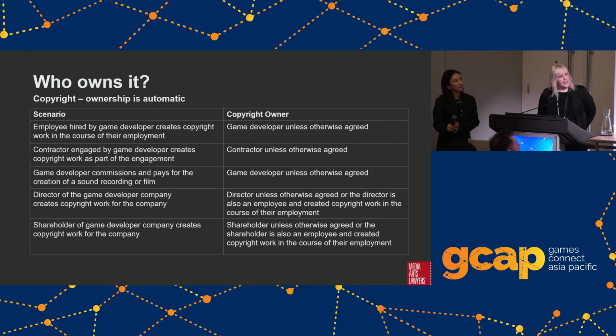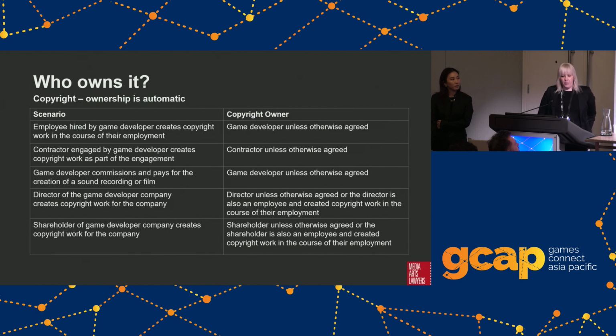So now we just have some example scenarios. We've done it relevant to game developers because we think that's probably what most of you are doing. So, for example, if an employee hired by a game developer creates copyright in the course of their employment, then the copyright owner will be the game developer unless there's an agreement to the contrary. If a contractor is engaged by the game developer and creates copyright as part of that engagement, then it's usually the contractor unless otherwise agreed. So that sort of shows you the distinction: if you've got an employee, you're probably all right for copyright, but if you've got a contractor, not an employee, then your agreement with them will need to specifically confirm that the copyright is to be assigned to the game developer.